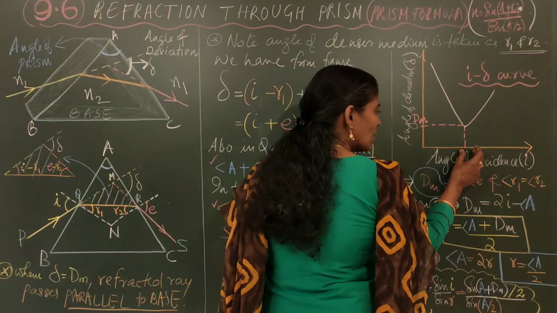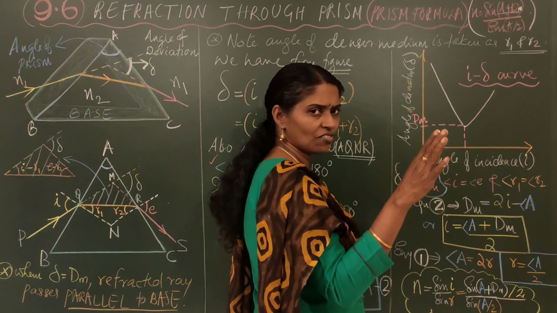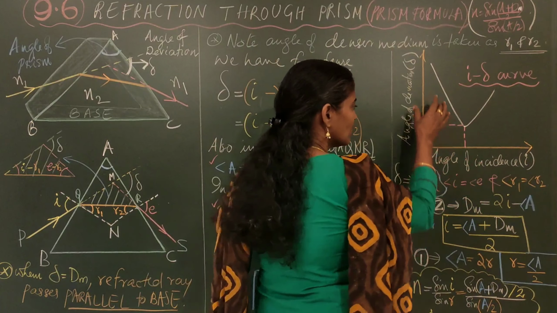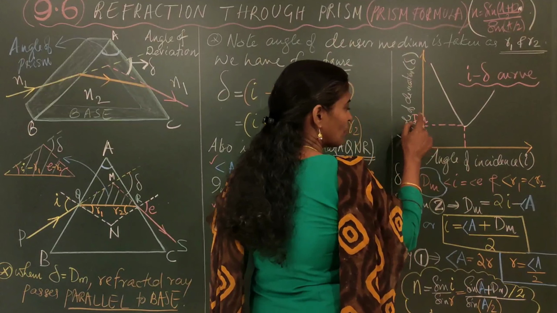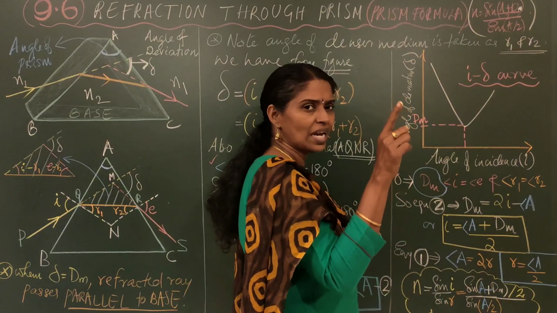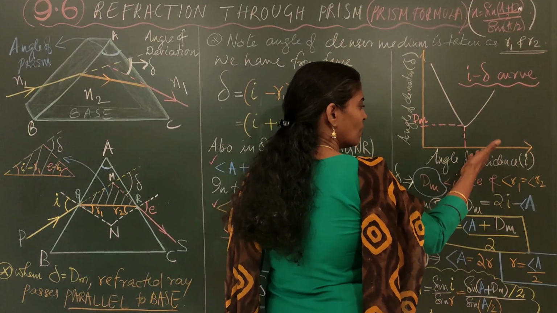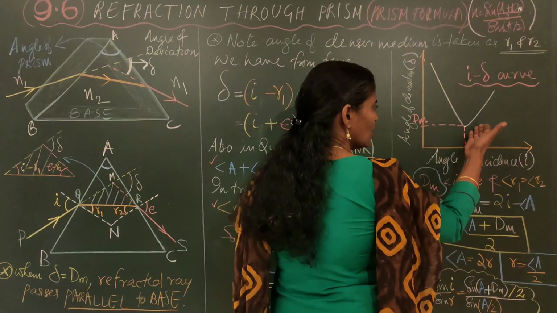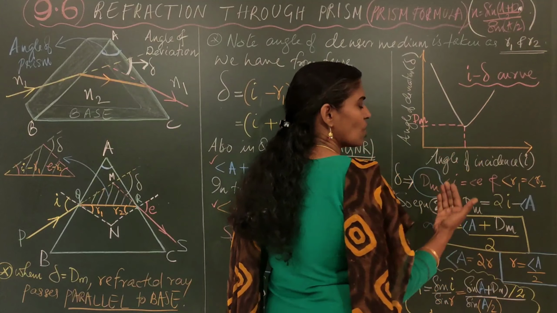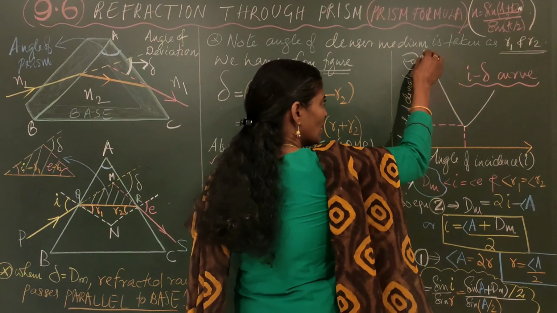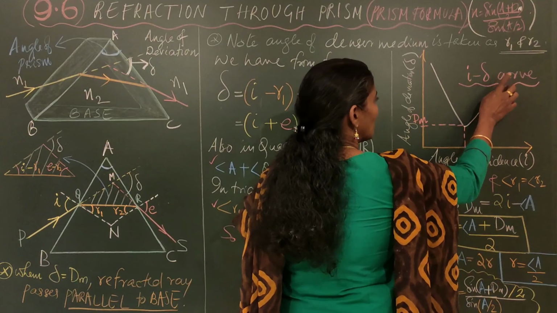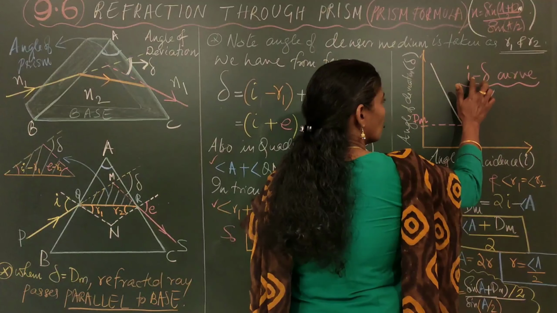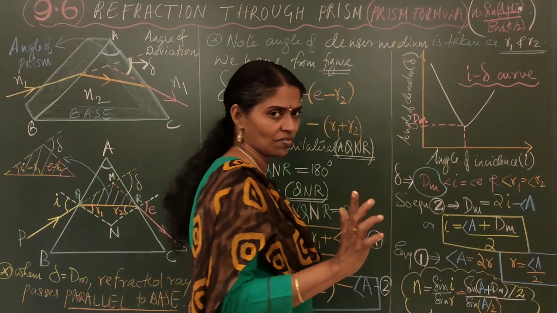At a particular value of I, nearly 40 to 45 degrees, you can say that deviation is minimum. Minimum deviation is denoted by capital D small m. After that, when you again increase I, you can see that deviation goes on increasing. So initially it decreases to a minimum, then increases. This is the I-delta curve, or angle of incidence and deviation curve.